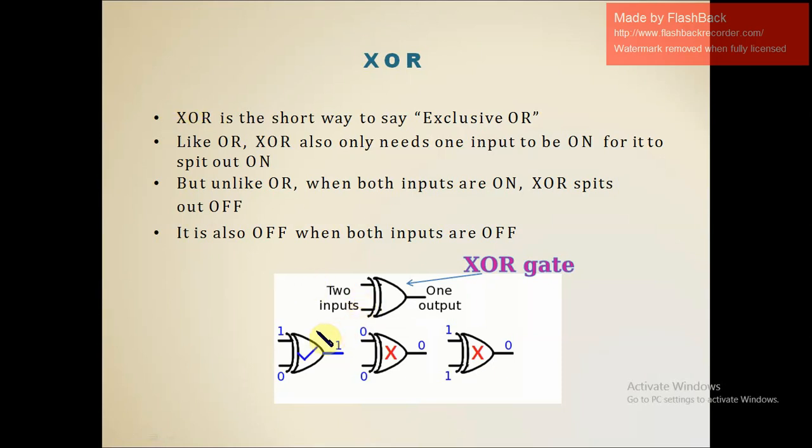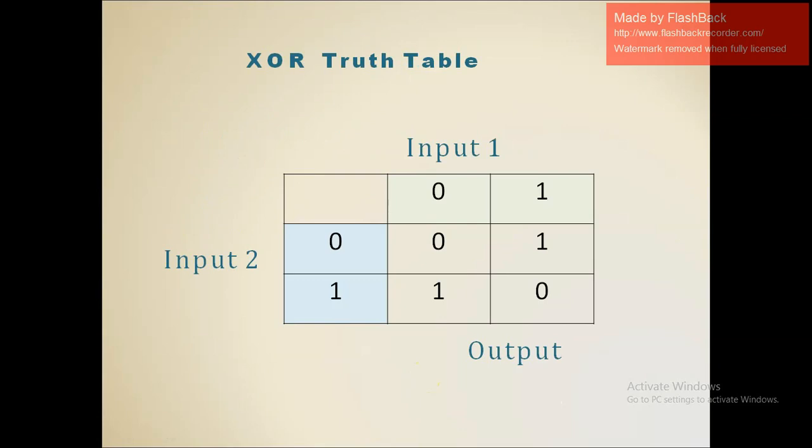Two inputs: when the values are different, we generate true. We will learn the same in the truth table also. Here 0, 0 we get 0; 0, 1 we get 1; 1, 0 we get 1; 1, 1 we get 0.